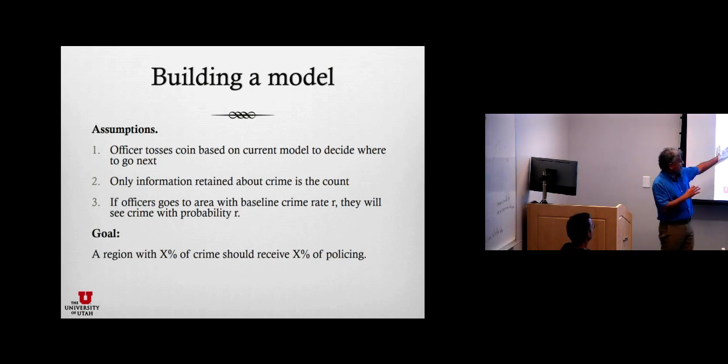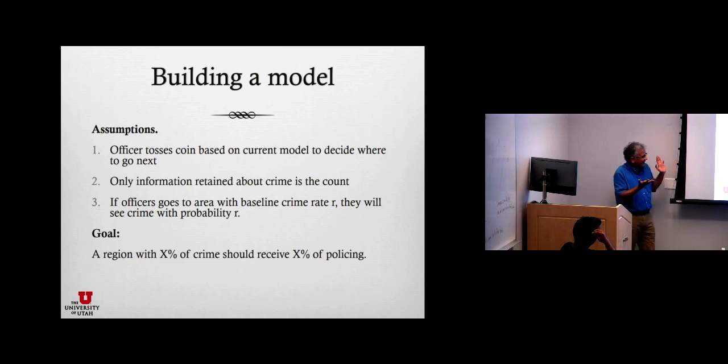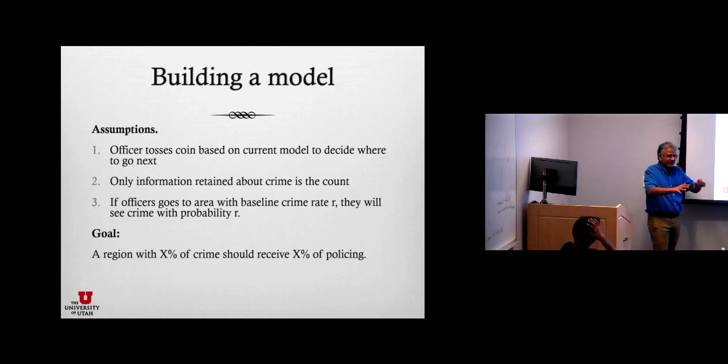And if officers go to an area, this is a truth-in-advertising sort of constraint, if they go to an area with some baseline crime rate, they will actually see crime at that rate. And what you want as a goal, roughly speaking, is that if you have different crime rates in different areas, you want the police to be allocated appropriately.